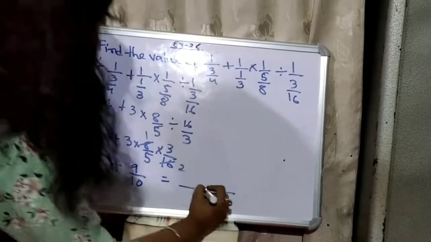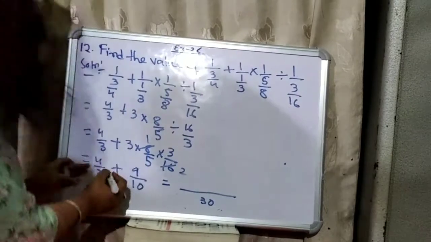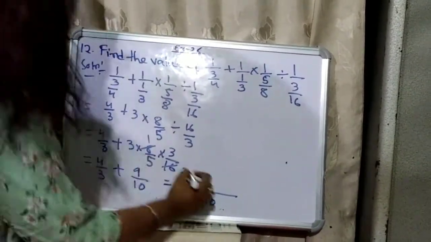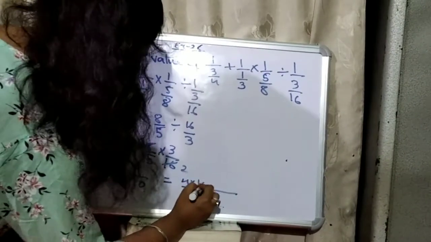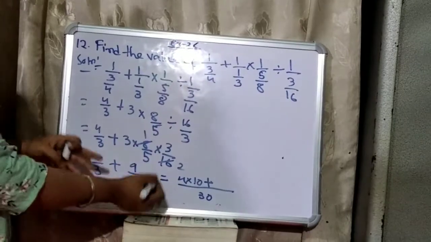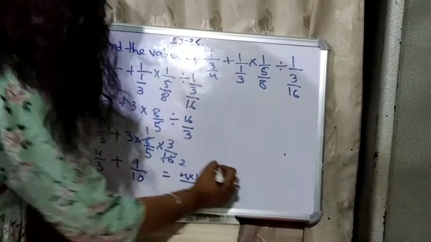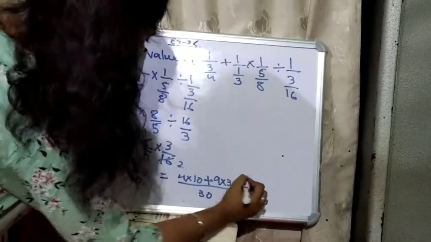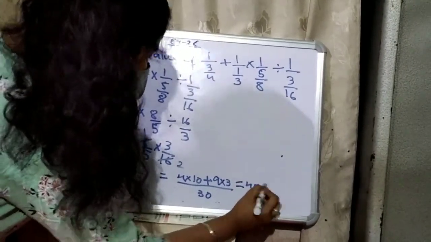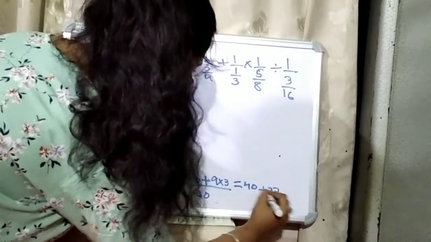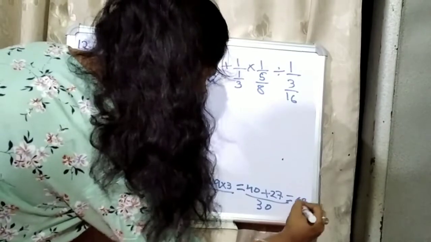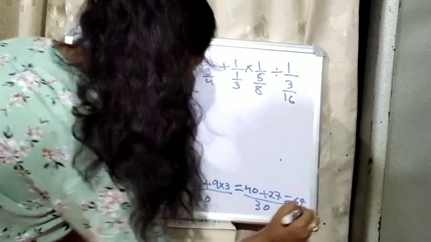3 into 10 is 30. Now 3 how much? 30. This 4 will be multiplied with 10, plus 10 3s are 30. That 3 will be multiplied with 9, into 9 into 3. Now 4 into 10 is what? 40 plus 9 into 3 is what? 27 by 30. So your answer is what? 67 by 30. This is your answer.